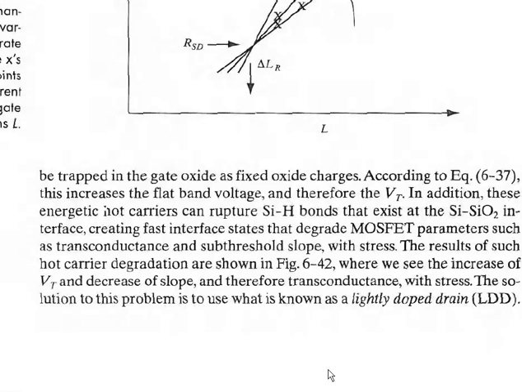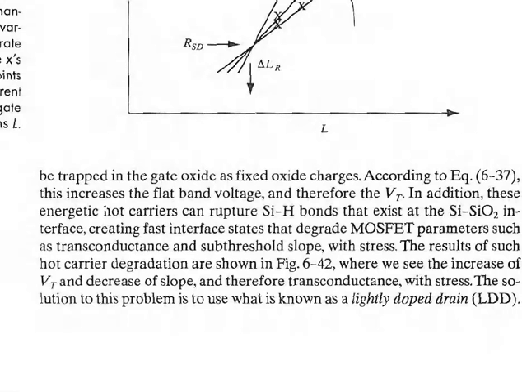So what is the effect of this fixed oxide charge? It will increase the flat band voltage and therefore increase the threshold voltage. In addition to this, these energetic hot carriers can degrade MOSFET parameters such as transconductance, subthreshold slope, etc. So these are the effects of these hot carrier electrons.